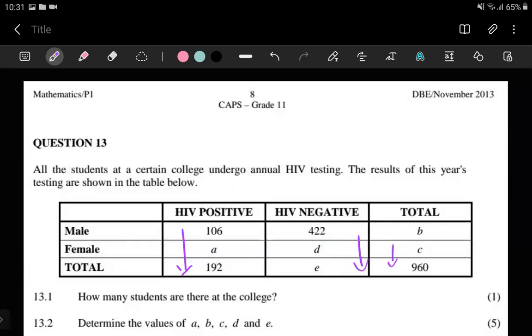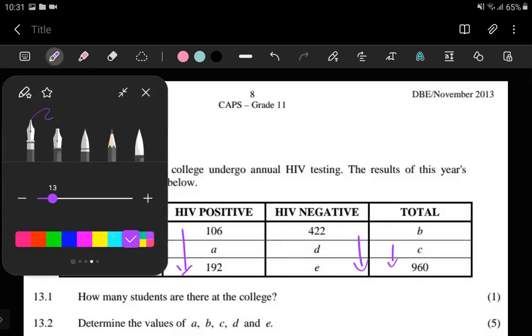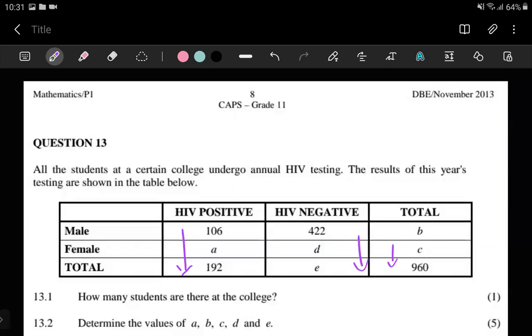So if you see that there are too many unknowns here, you want to keep in mind the second thing that is always true about these kinds of questions: going to the right side, it will always add up to B, going to the right side, it will always add up to C, and going to the right side, it will always add up to 960.